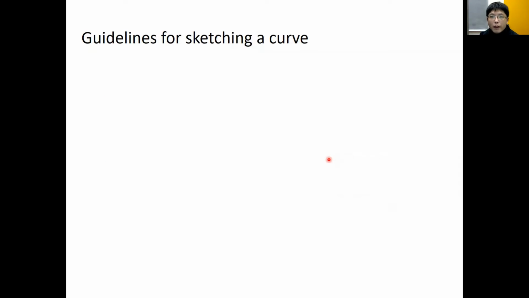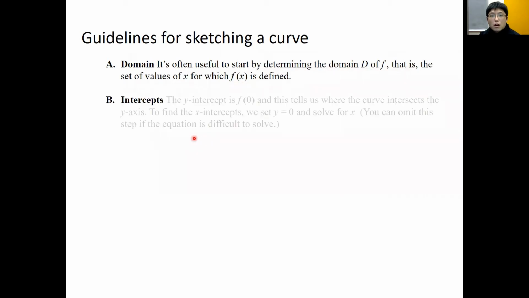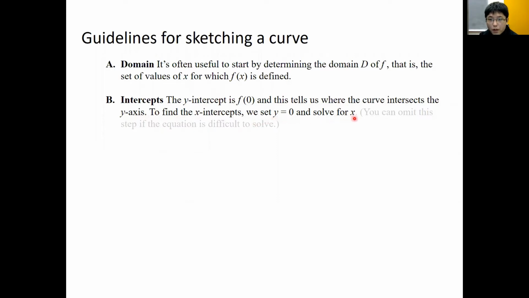Let's go over the guideline of sketching the curve. The first step is to determine the domain. It's often useful to start by determining the domain D of f, that is the set of values of x for which f(x) is defined. The second step is to determine the intercepts. The y-intercept is simply f(0), and this tells us where the curve intersects the y-axis. To find the x-intercepts, we set y = 0 and solve for x. But this step is not always necessary. You can omit this step if the equation is too difficult to solve.